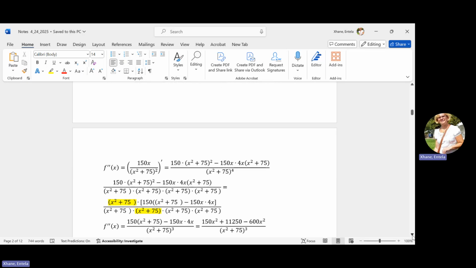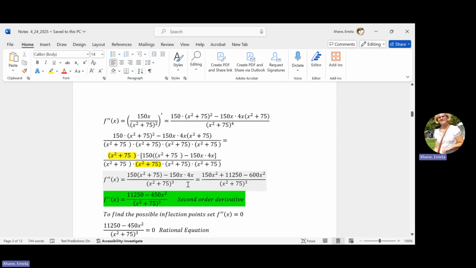Now, rather than distributing everything at the top, I would recommend you factor out something that they both share, the two terms in the numerator. They share x squared plus 75, which you see highlighted in there. So I factored it out, just one. And then from the first one, 150 is remaining and still one of the x squared plus 75s. Because I had two of them. One is factored out, one still remaining. And then minus 150x times 4x. And this is all divided by x squared plus 75 raised to the fourth. So there's 4 of them. I get rid of 1, there's still 3 remaining.